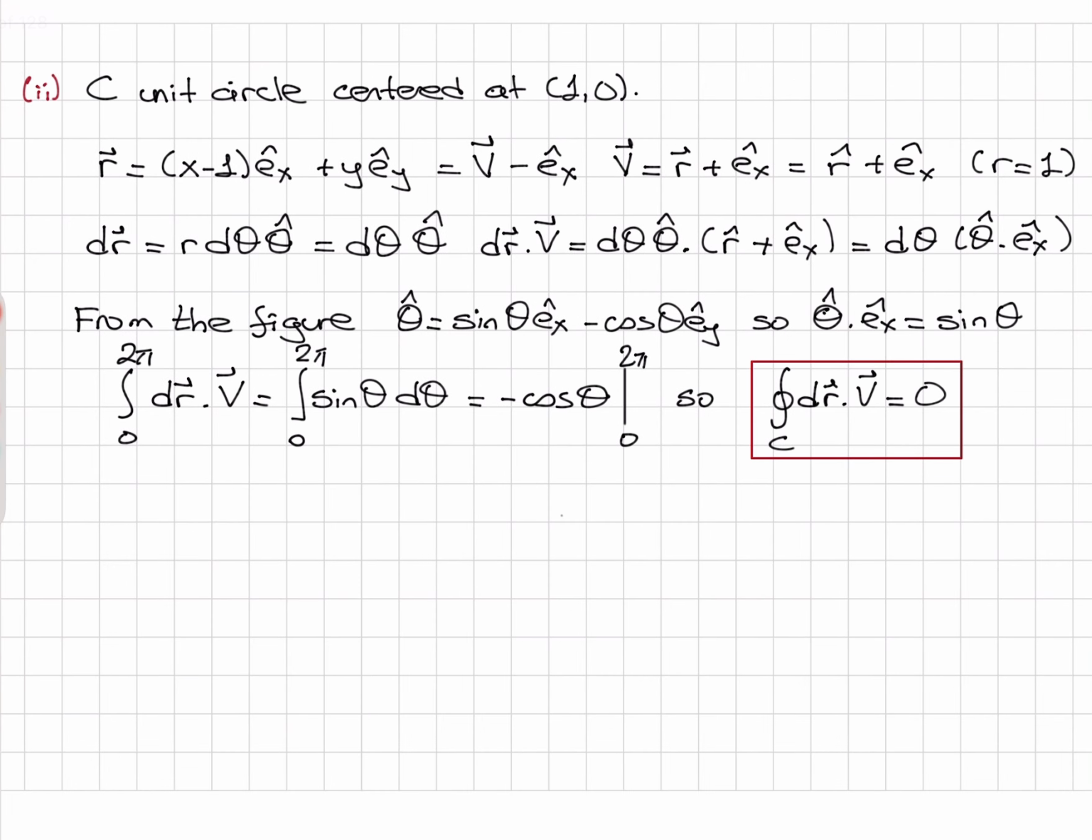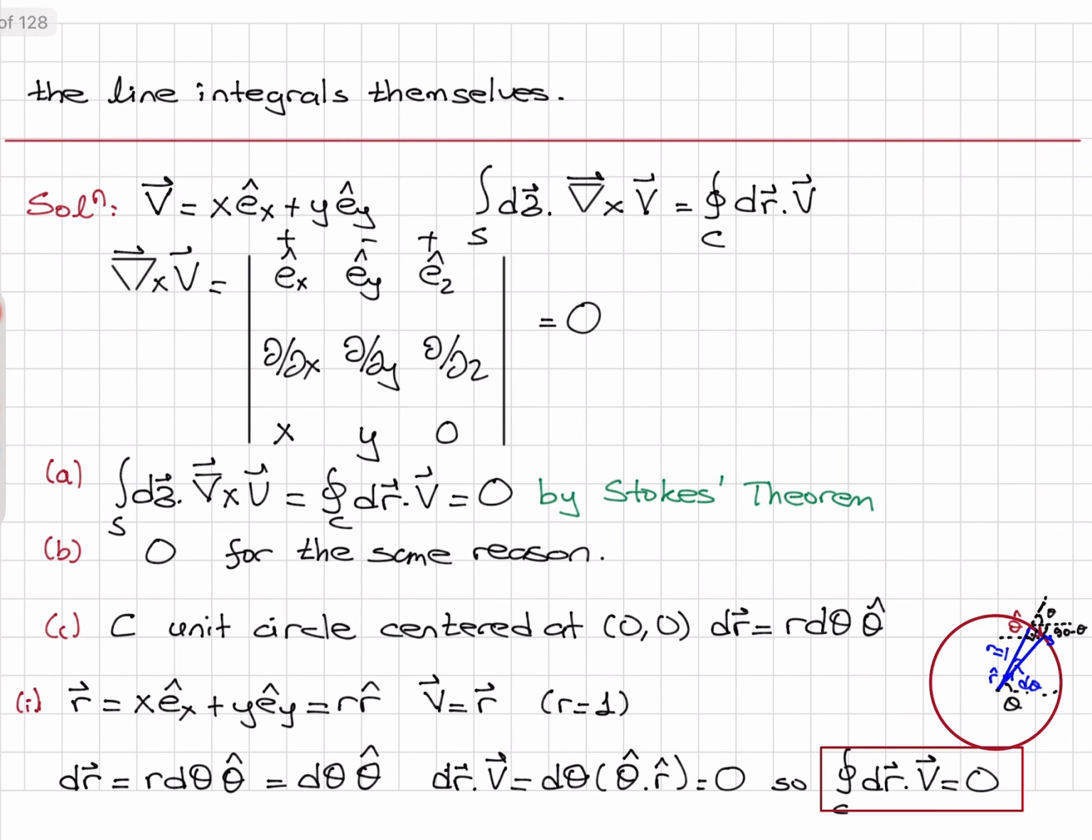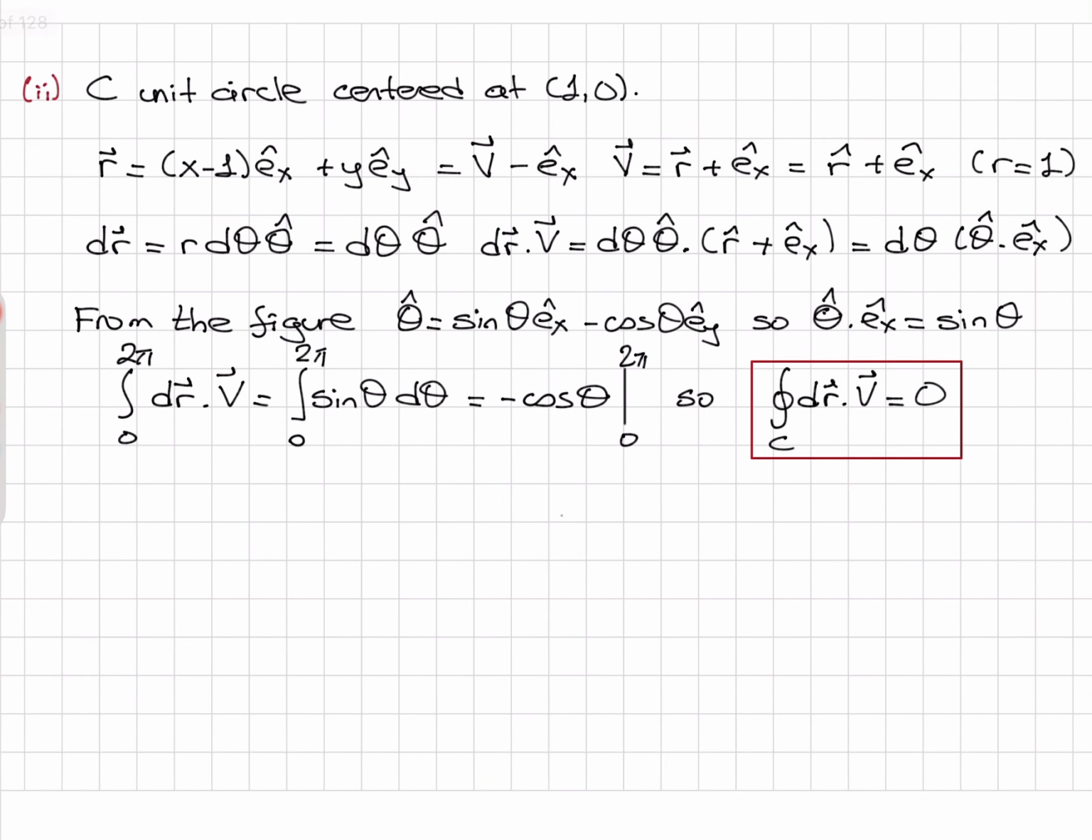On the other hand, if the circle is centered at 1, 0, for the dr dot v here, we have to look at the position vector, which is x minus 1 ex hat plus y hat. This is telling us where r is defined because at x equals 1, y equals 0, we have the new center. This is vector v minus ex hat. We can see that from this expression. So v is r plus ex hat. So r is r hat, but r is equal to 1 on this unit circle. So this is r hat plus ex hat.